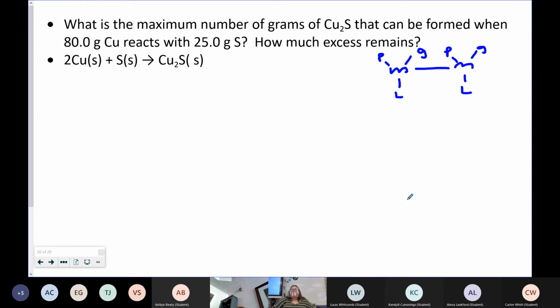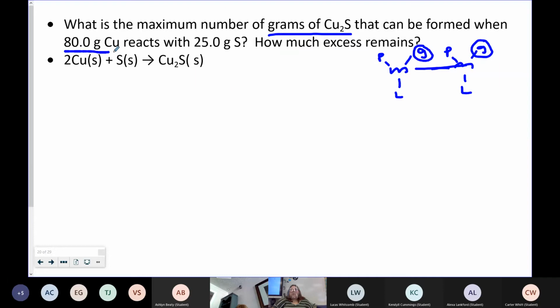So kind of looking at what we're going to be doing. It wants to know the maximum number of grams of the copper 1 sulfide. So we're looking for grams as our final answer. And it gives us grams of copper and grams of sulfur. So we're going to be changing from grams into grams. So that's the path we're going to have to take.